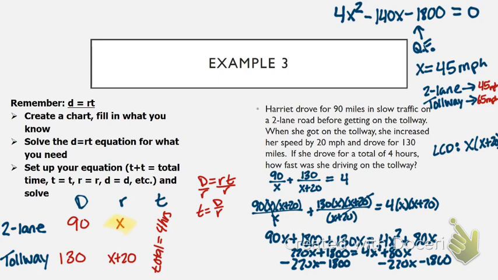The question says, if she drove for a total of 4 hours, how fast was she driving on the tollway? So on the tollway, she was driving 65 miles an hour. I know these problems are long, but we can do it.